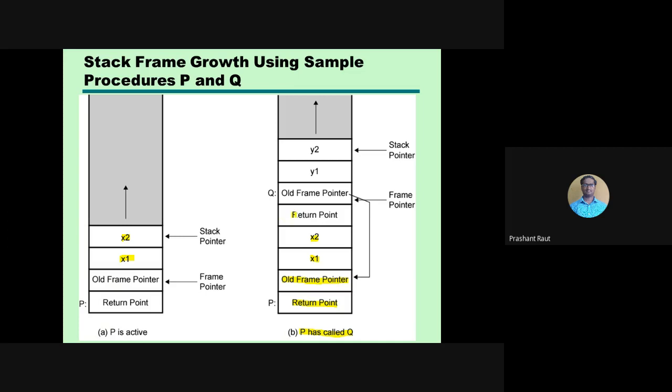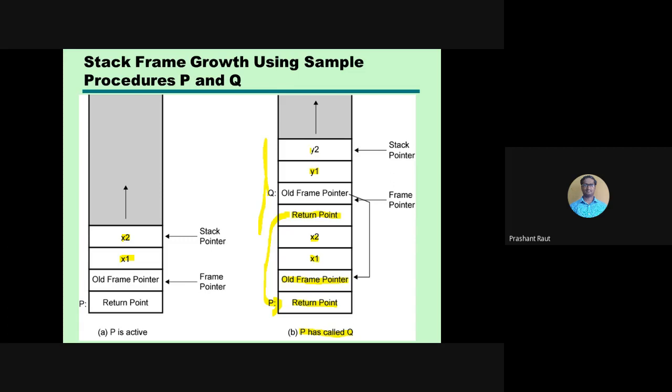Then the return point for Q. That means once Q procedure is executed, where will it return? It will return from where it has been called, so it will return to P's starting location, or we can say the location from where this particular Q procedure is called. So it will be somewhere in memory. Now, what are y1 and y2?